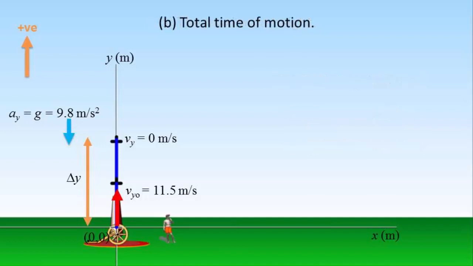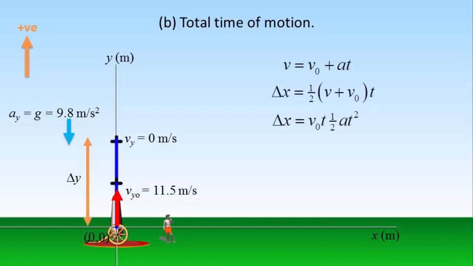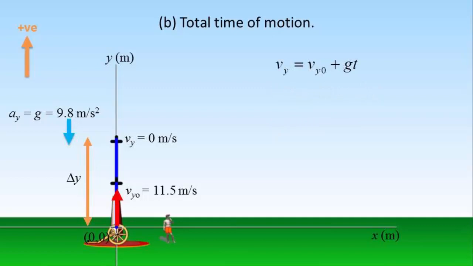We can also use the information available in the vertical direction to find the time of motion. Again, let's look at the first half of the motion where we know the initial velocity, the final velocity at the maximum height, the displacement, and the acceleration. To find the time taken to go from the start point to the maximum height, we can use either equation 1, 2, or 3 because we have all the information we need to use each equation. Let's use equation 1.